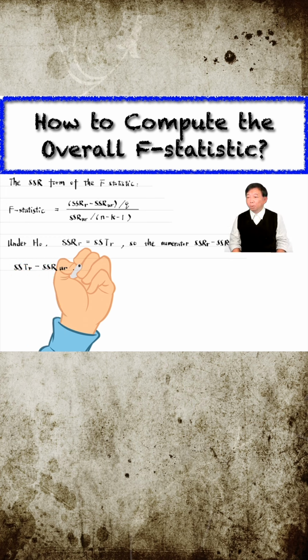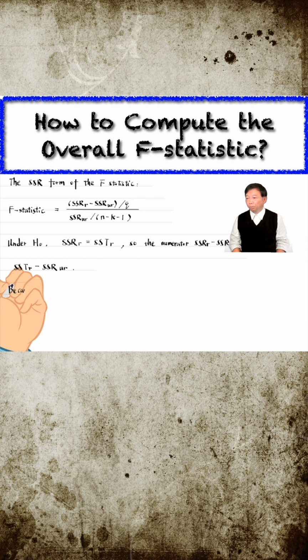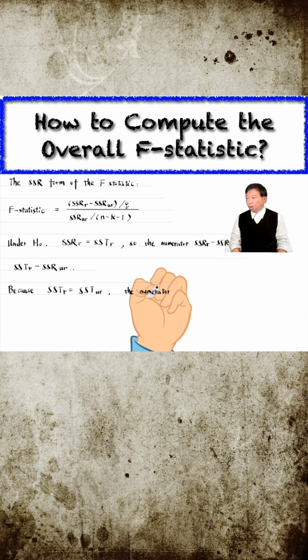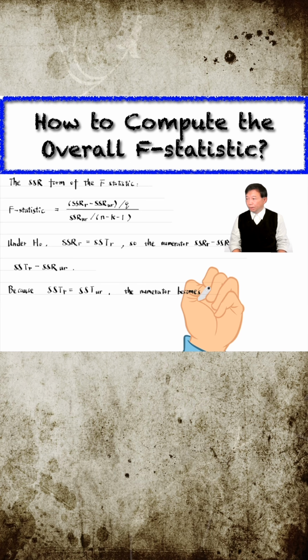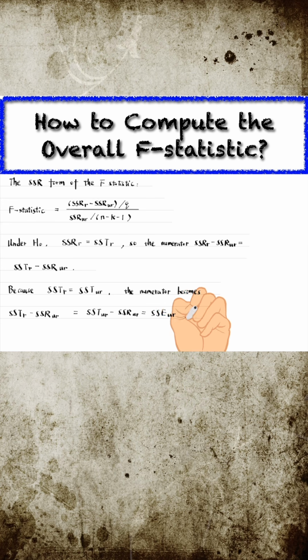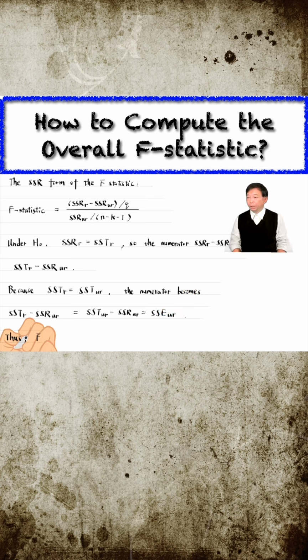Because the outcome variable is the same for both the unrestricted model and the restricted model, and the sample size is the same, the total sum of squares will be identical for both models. Therefore, the numerator becomes the explained sum of squares of the unrestricted model. We can obtain the same results using this formula.